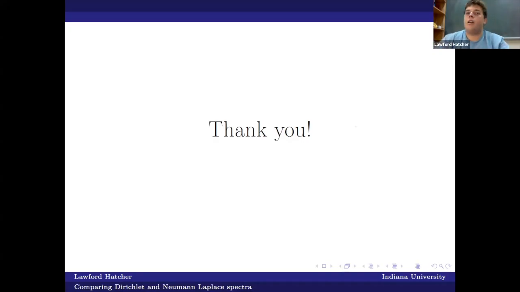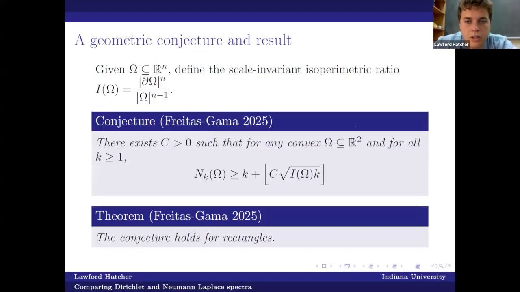Right, yeah. For higher K, it's exactly this Freitas-Gamma conjecture that we're expecting, but the proof of the theorem just does not work in that situation. What I expect is this: instead of nk of omega being bounded below by just the isoperimetric ratio, it's bounded below by k plus the square root of the isoperimetric ratio times k. The square root is basically coming out of taking very large k.